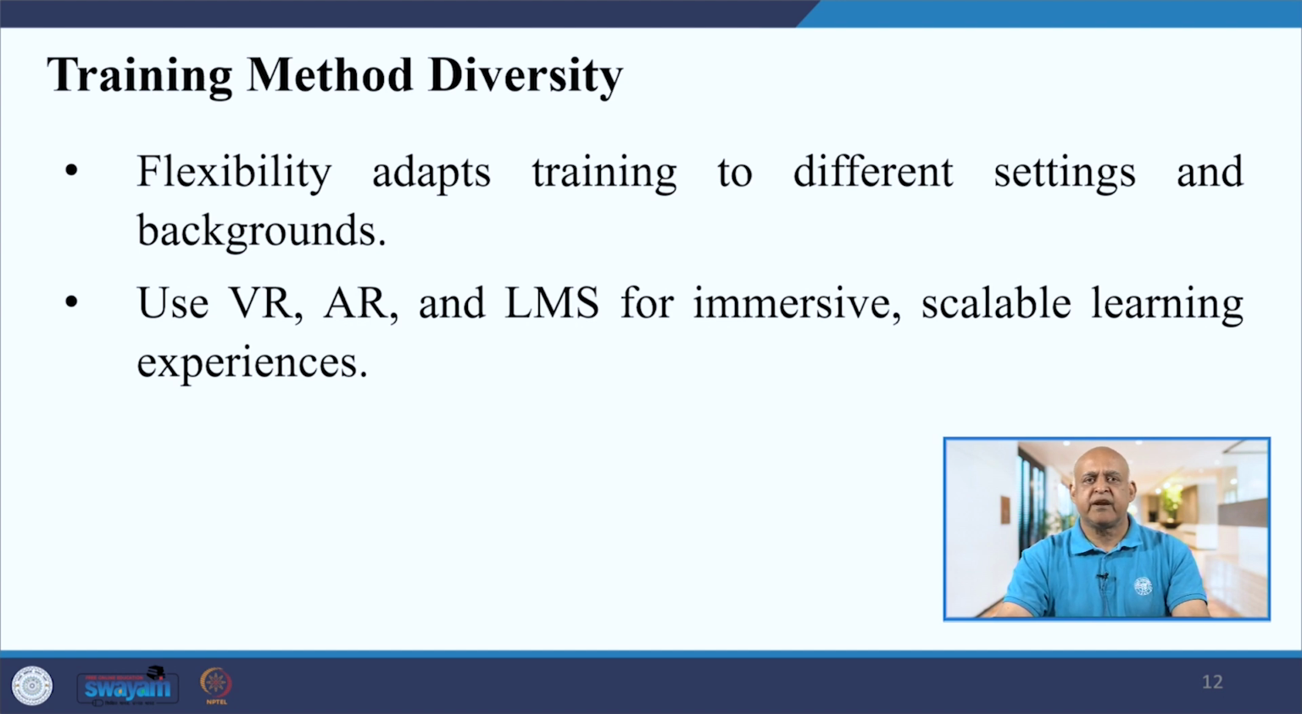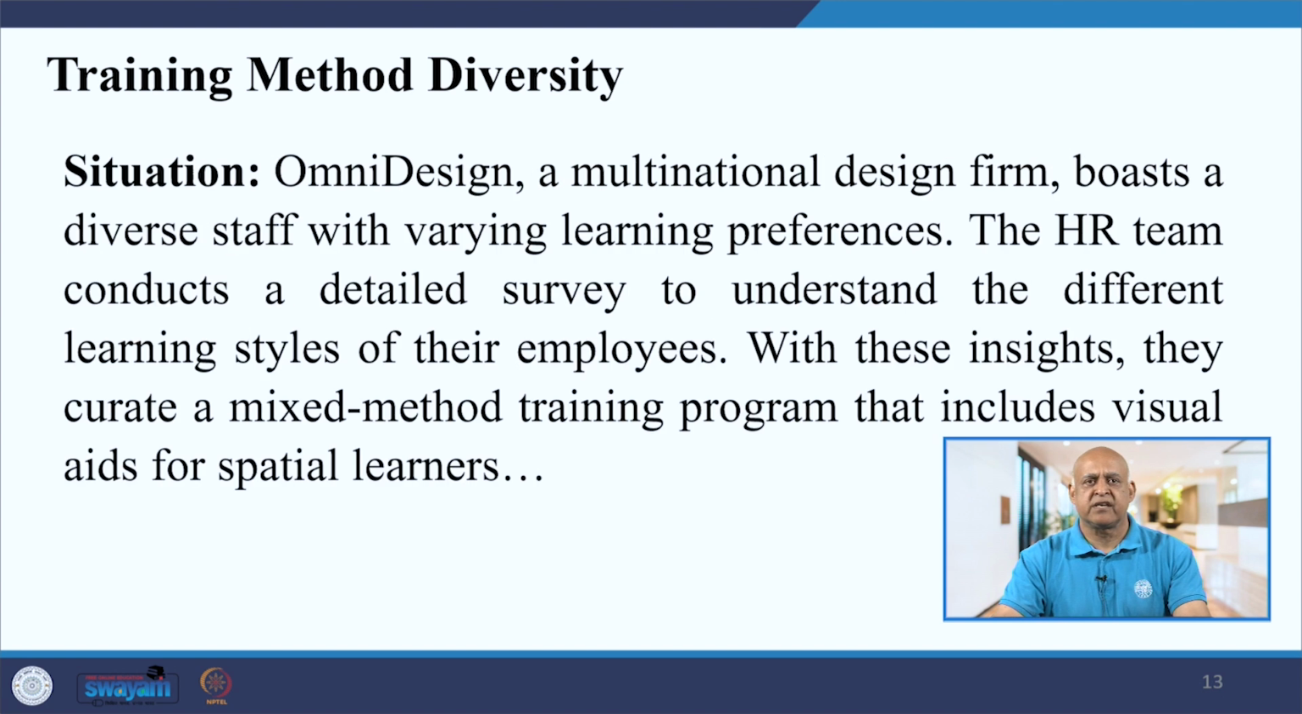It provides flexibility and adaptability of training to different settings and backgrounds, and uses VR, AR and LMS for immersive, scalable learning experiences. For training method diversity, the case study I would like to take is Omni Design, a multinational design firm with a diverse staff with varying learning preferences.